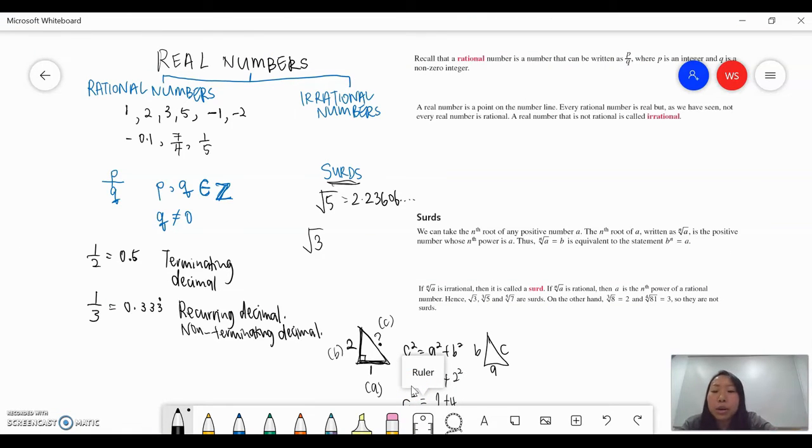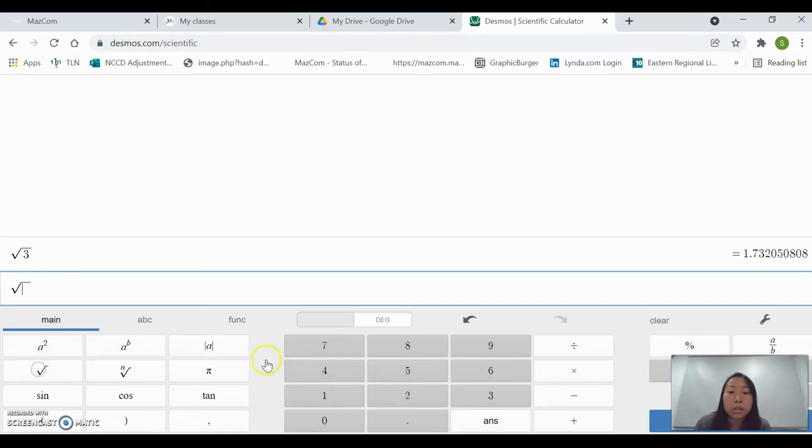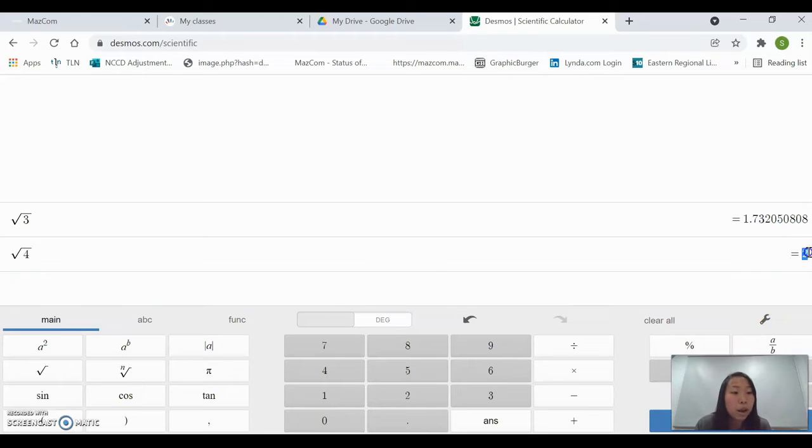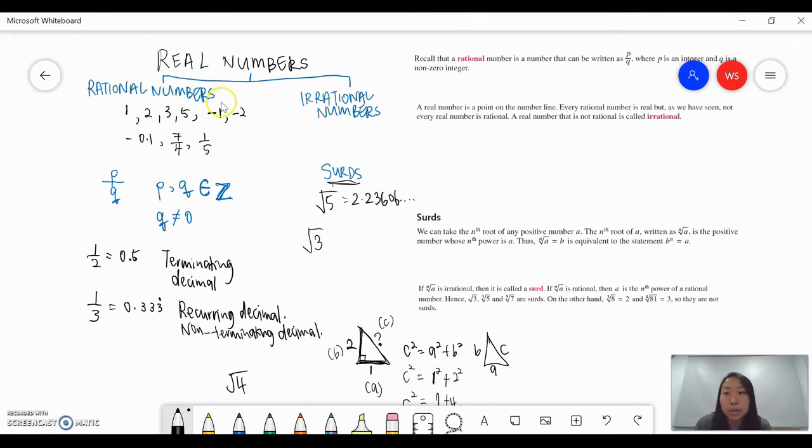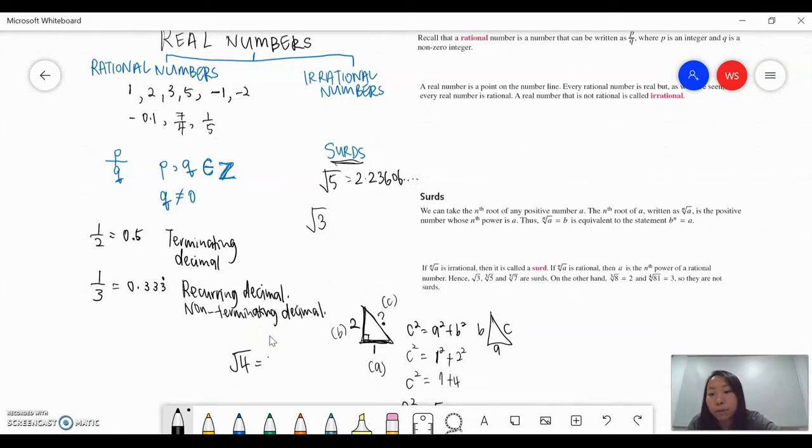Now, if I were to ask you, what about the square root of 4? We all know the square root of 4, and if I pop it on the calculator to show you, the square root of 4 equals a perfect whole number, 2. If you have a whole number, this means that this is not a surd. This falls under your rational numbers. Whole numbers can be expressed as a fraction. So the square root of 4 equals 2, which falls under rational numbers, so it is not a surd.